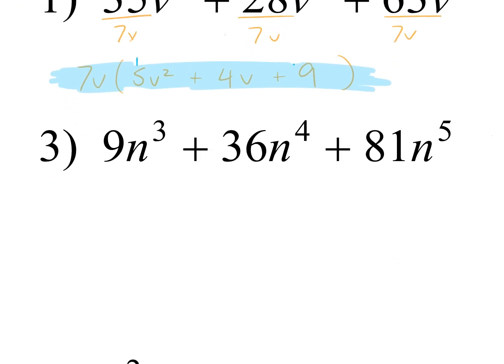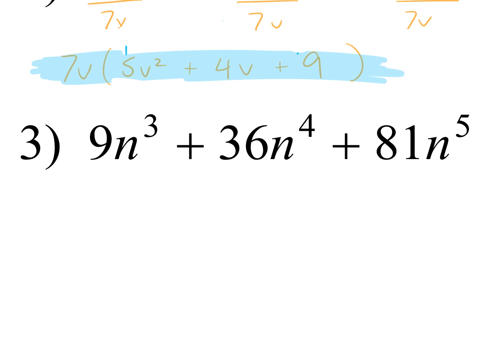All right, let's look at number 3. What should we do first? We can take out the greatest common factor. What's our GCF? 9. 9, and how many n's? 9n cubed. Because this one has at least 3 n's.